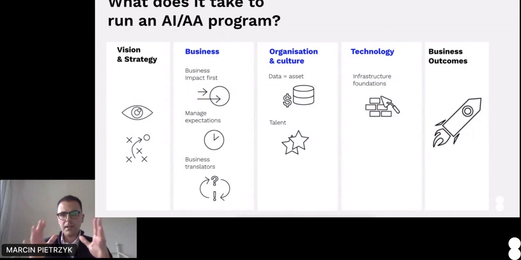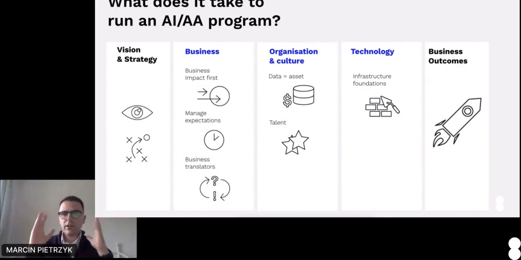And then there are 3 pillars: the business, the organization and culture, and the technology. In the business, start with the business. So impact in the business comes first. You derive tech from it, not the other way around. You need to manage the expectations of your customers, because there is a lot of confusion and noise on the topic. We advise you to have business translators to ensure even better communication between the business customers and the tech team.